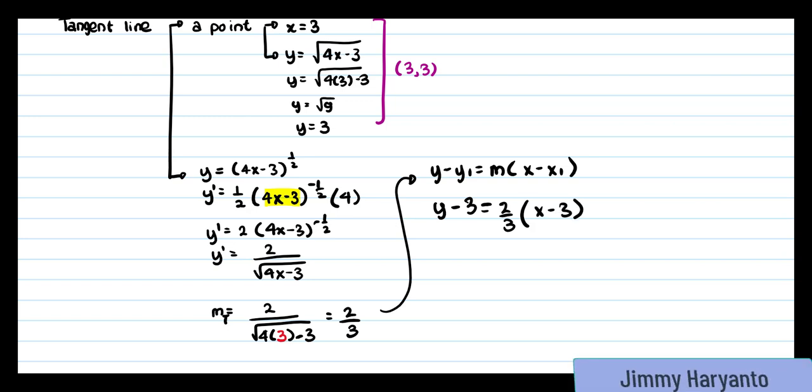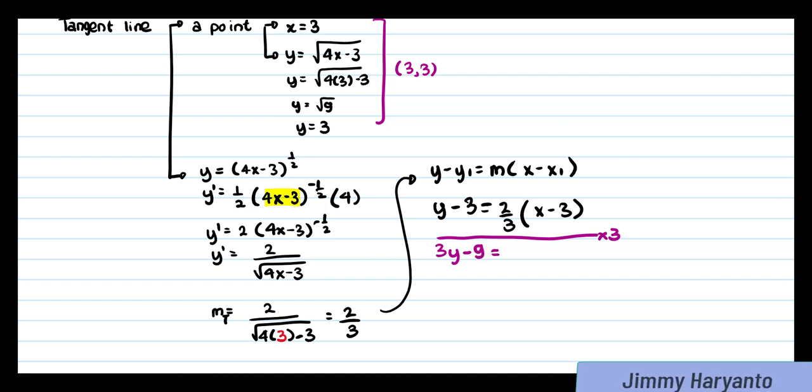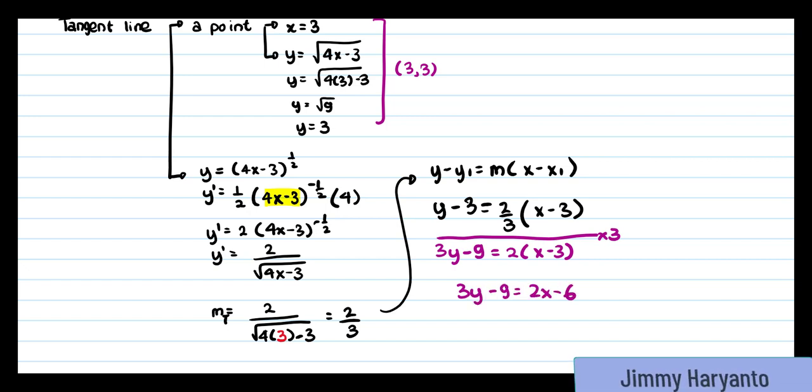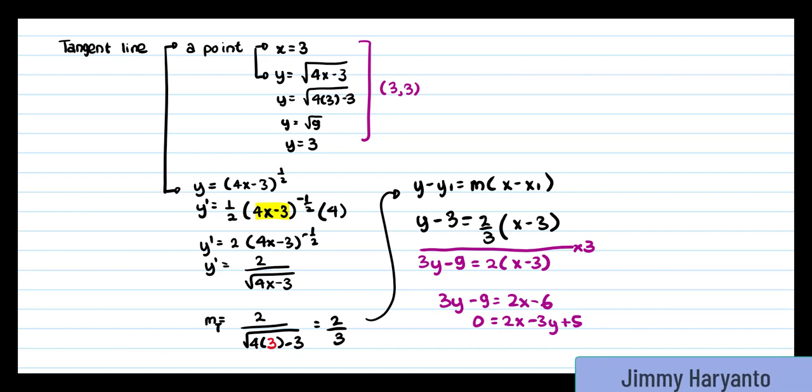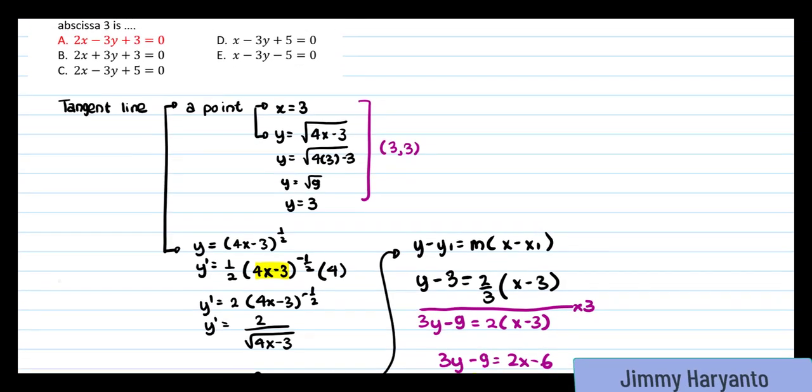And then if you multiply them all by 3, you will have 3y minus 9 equals 2 times x minus 3. That means 3y minus 9 equals 2x minus 6, and that also means 0 equals 2x minus 3y. I move the 3y to the right hand side, and also the negative 9, you will have plus 5 right there. So we already have the equation of the tangent, which is 2x minus 3y plus 5.